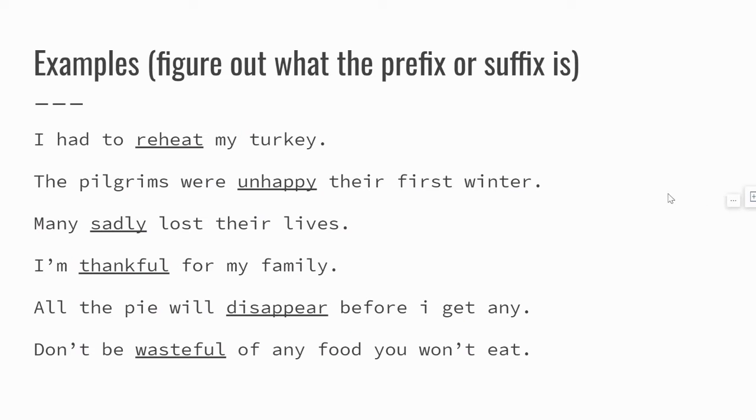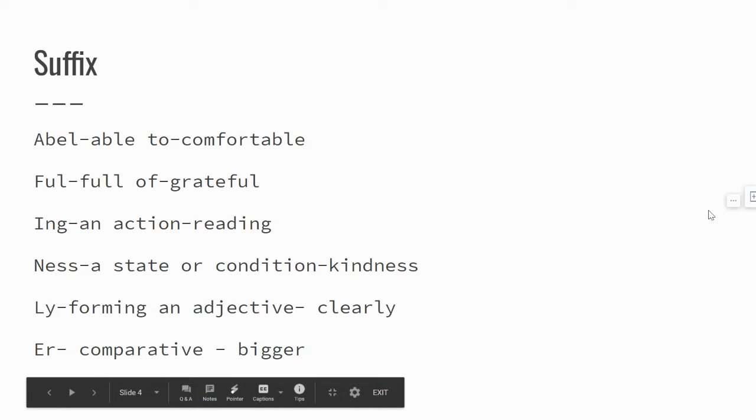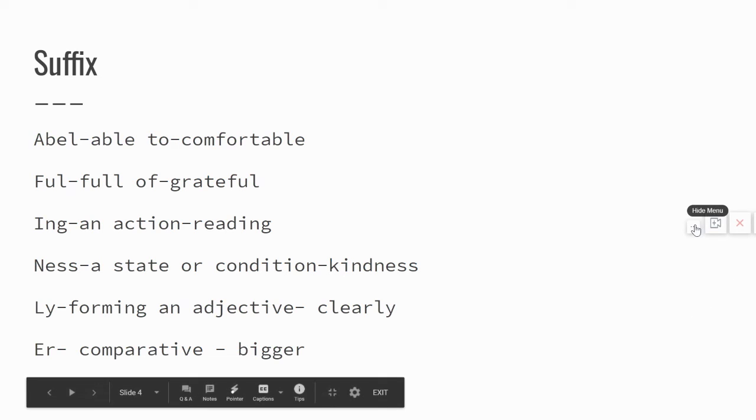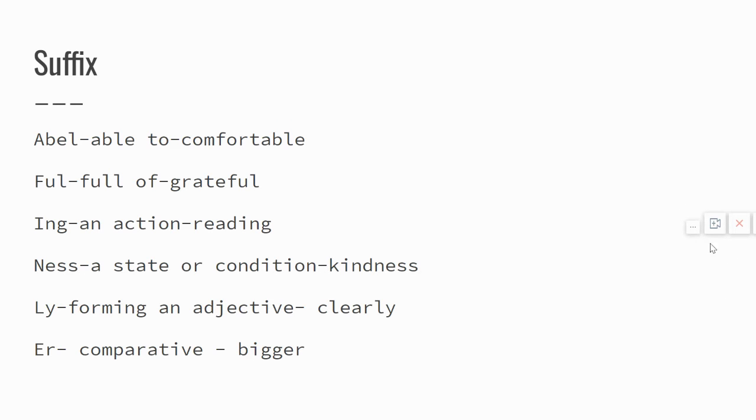The next one would be, oh, whoops, that's the wrong page. Sorry, guys. I'm still kind of new to this. The next one would be able, as in able to do something. This one we use quite a bit. Comfortable would be a good example because you're able to be comfortable.